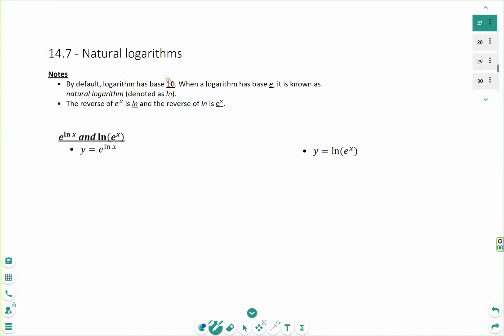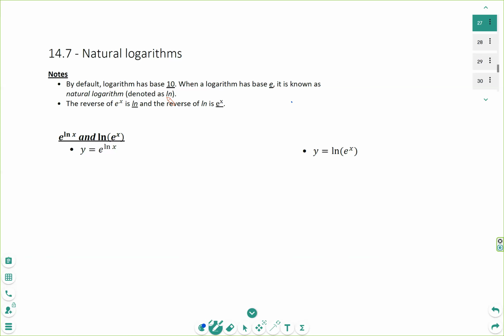Right, anyway, so by default, a logarithm has base 10, we know that. But when a logarithm has base e, what is e? e is an exponential number, 2.718, invented by the very famous mathematician Euler. It is known as the natural logarithm, denoted as ln.